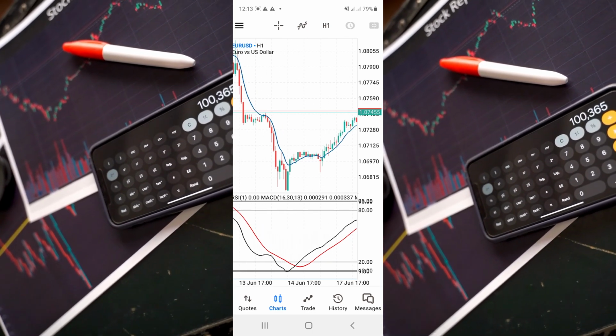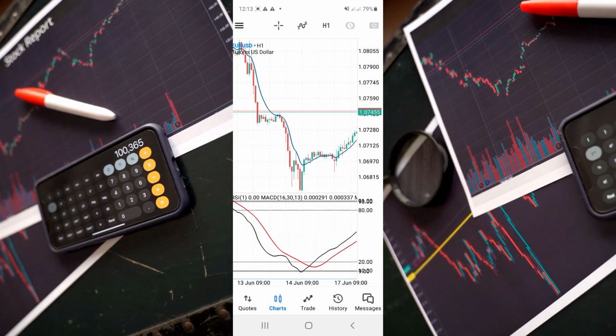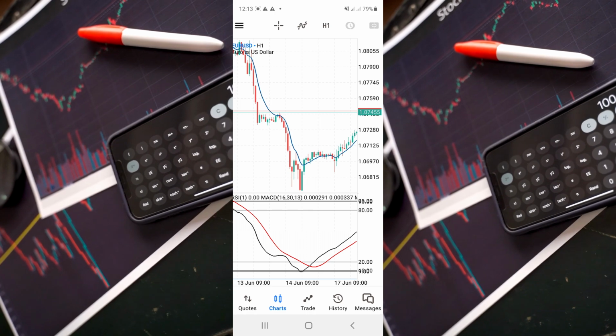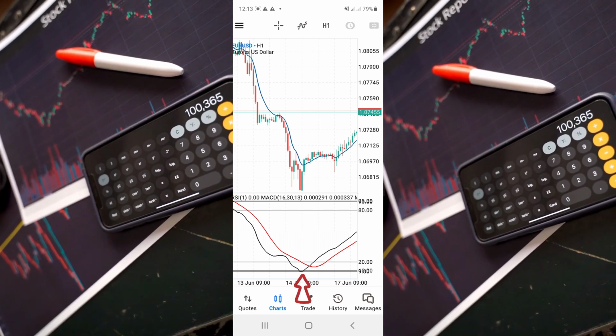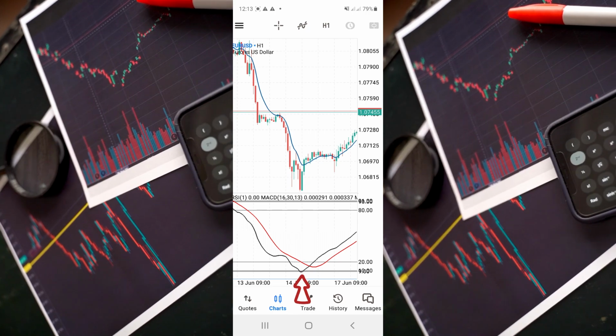So guys, for us to take a buy trade, 4 conditions have to be met. The first condition is we wait for a black line to touch the 10 level on the RSI. As you can see right here, the black line touched the 10 level on the RSI, meaning our first condition has been met.